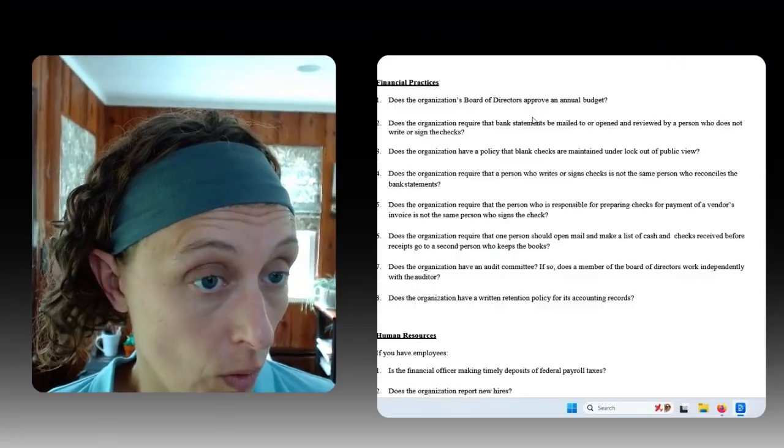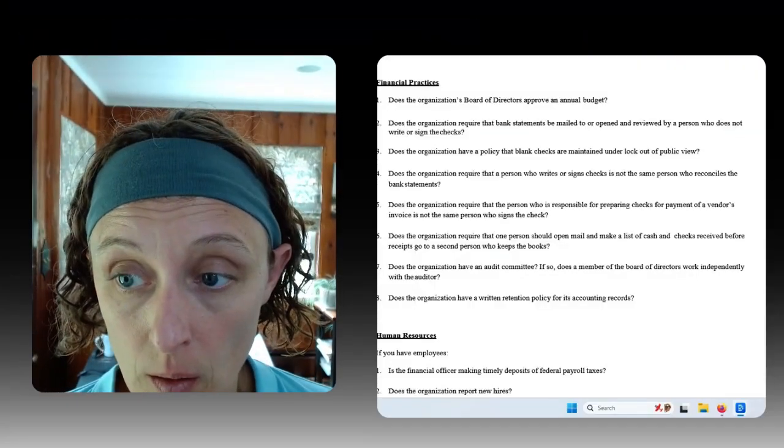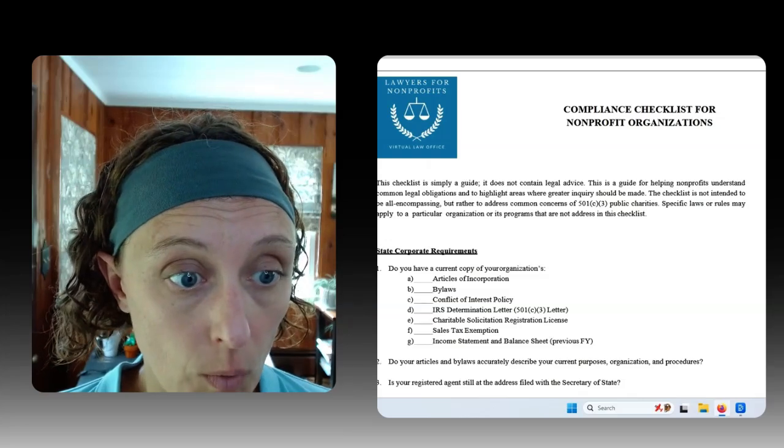Now, the other really important thing is we can look at this form, which has some other sections that I'd like to show you in the compliance video, but right now we're just going to look at the financial practices. So as you can see here, this is from Lawyers for Nonprofits.